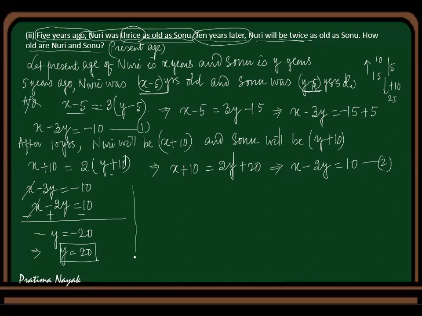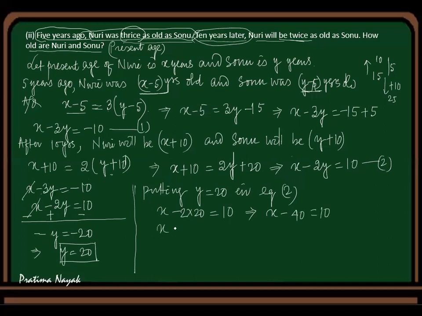Now coming to Nuri, you can take any equation. I'll take this equation, putting y is equal to 20 in equation 2. X minus 2 into 20 is equal to 10, or x minus 40 is equal to 10. Then x is equal to 10 plus 40, which is 50. So this is the age of Nuri.